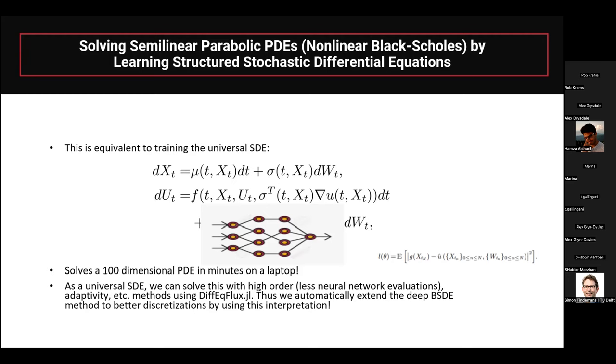Well, you can say, okay, now I use an adaptive time solver. I use a higher order method, et cetera. If I don't know the full model, I can say I don't know the full model here, and also put a neural network there. But all of these extensions are pretty much free because this method is just a universal SDE that has been discretized by hand as part of the paper, right?